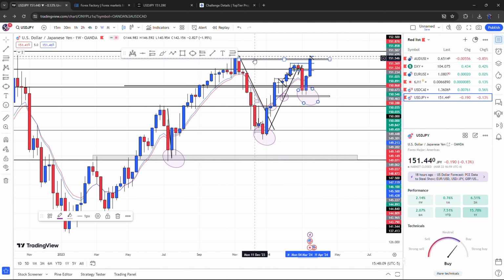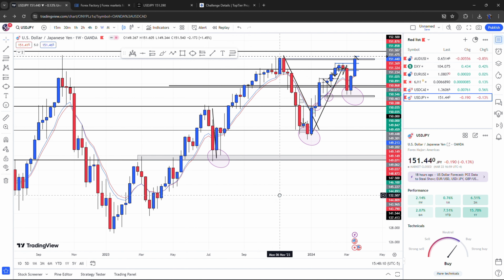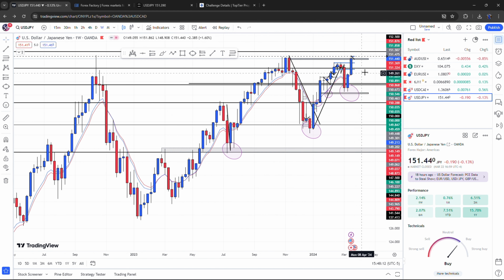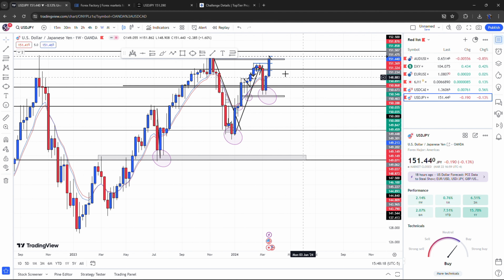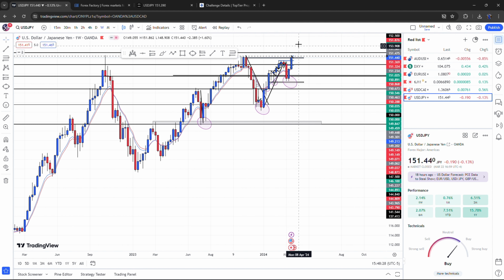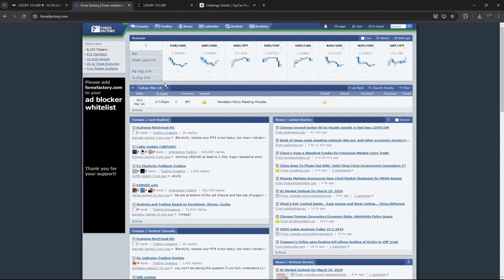We haven't quite made a convincing higher high yet, but I'm anticipating USDJPY to keep pushing past this 152,500 level right here, and maybe even go to the next quarter level if we have enough momentum. And to see if we're going to have enough momentum, I'm going to go back to the Forex Factory.